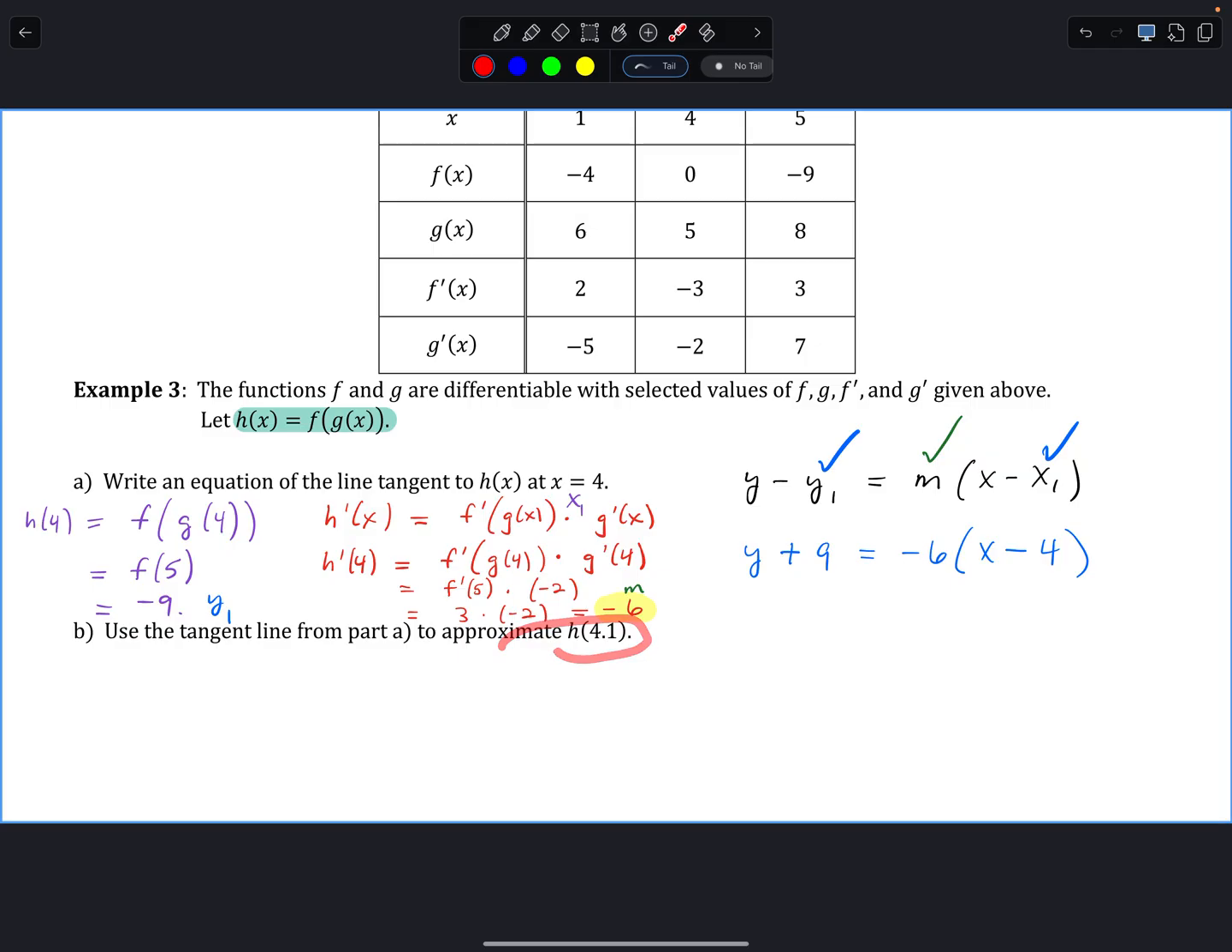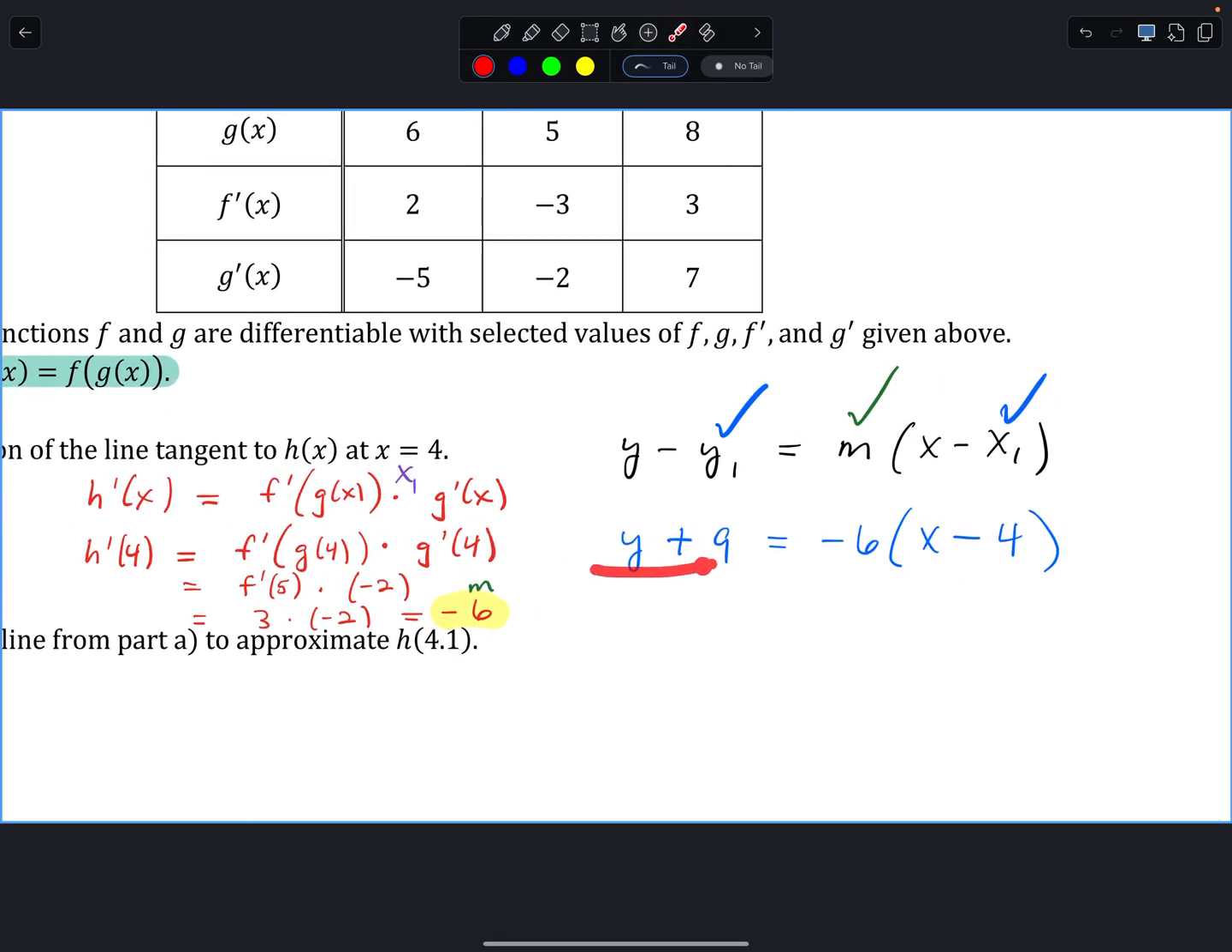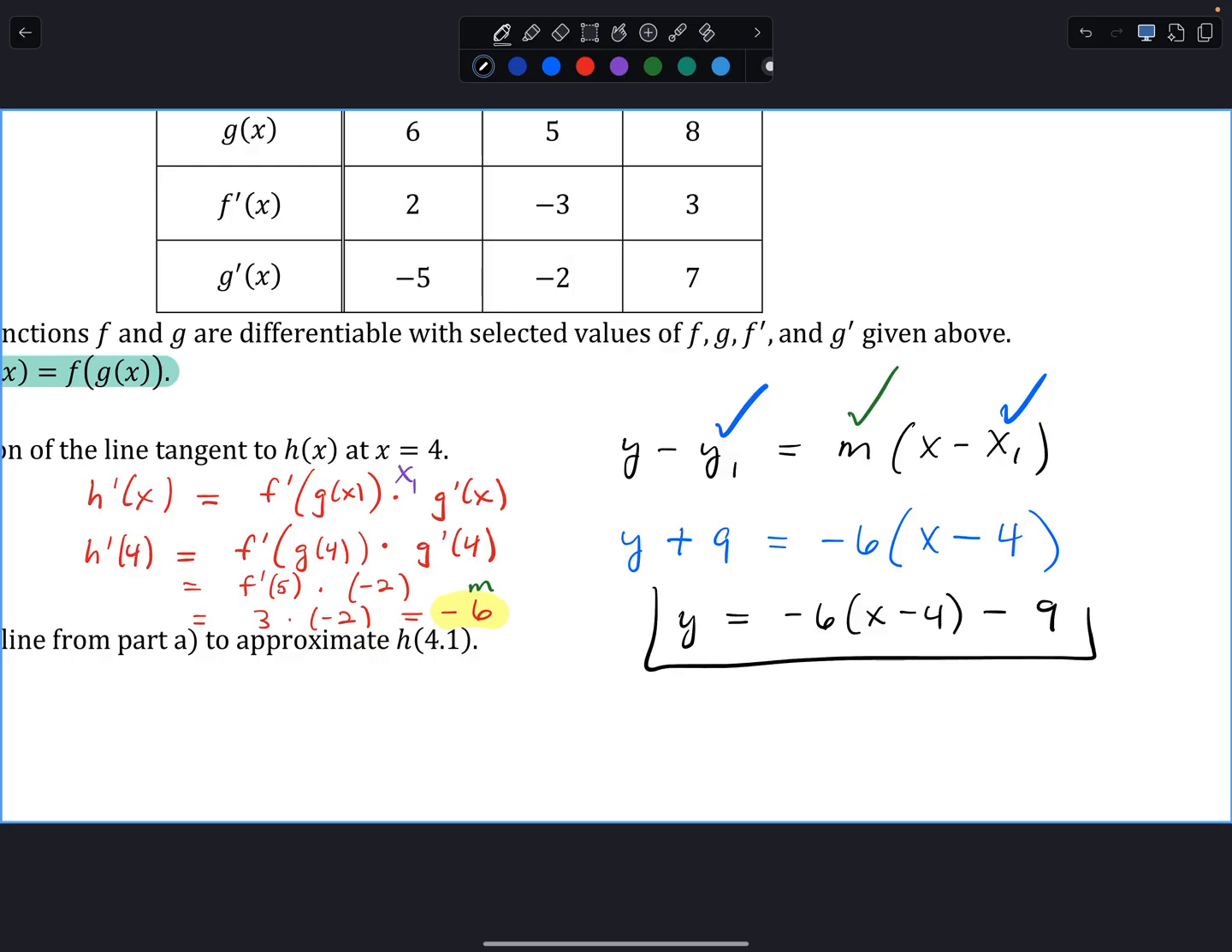So what I'm going to do is, I want to get y by itself when I do that, so I'm just going to do that here. So y equals, the only thing I'm going to do is I'm going to take this and move it to the other side. I'm going to leave this exactly the way it is, and you guys will see why here in a second. So negative 6 times x minus 4 minus 9. So this is the equation I'm going to use.